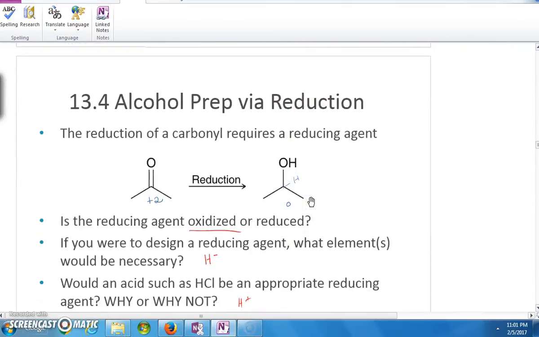Now, the reduction of a carbonyl requires a reducing agent. And the reducing agent is usually oxidized. Because for the agent to be reducing, it must lose electrons. That means it's been oxidized. If you were to design a reducing agent, what would be necessary? Of course, if you have a hydride, that would be a great reducing agent.